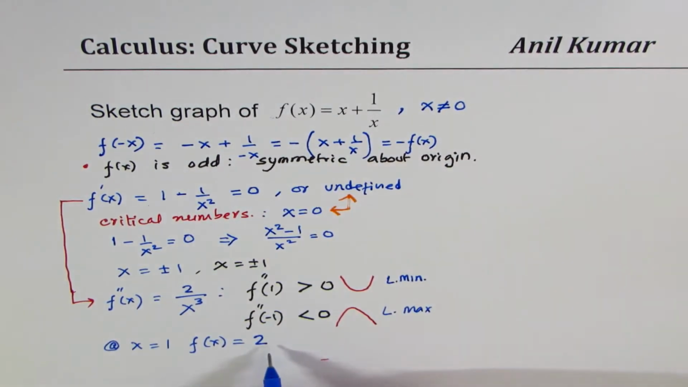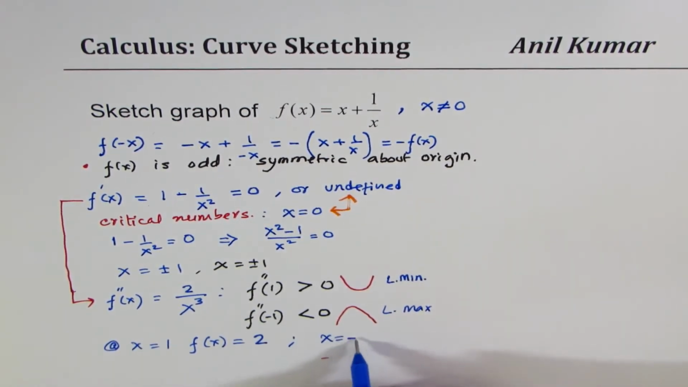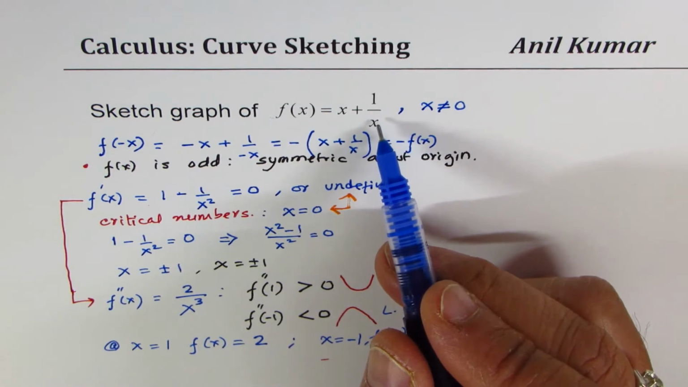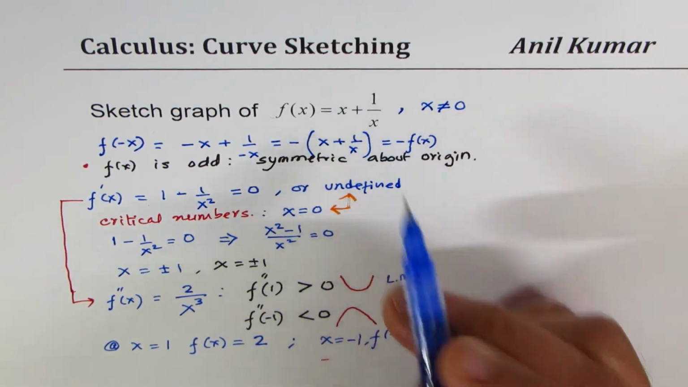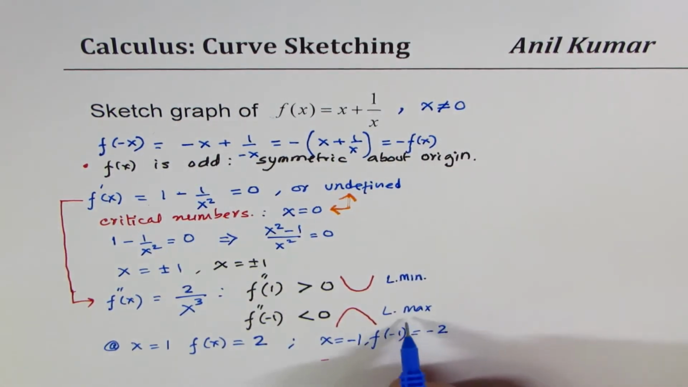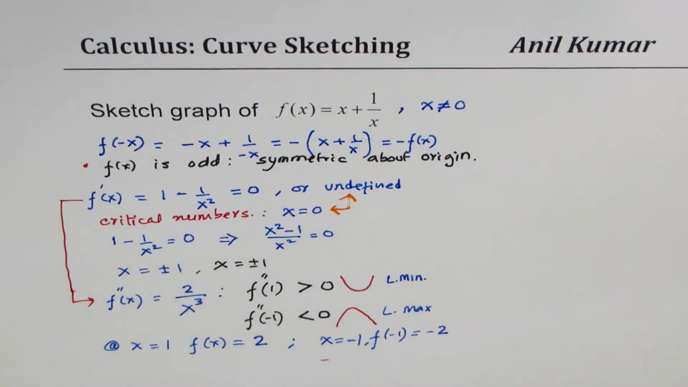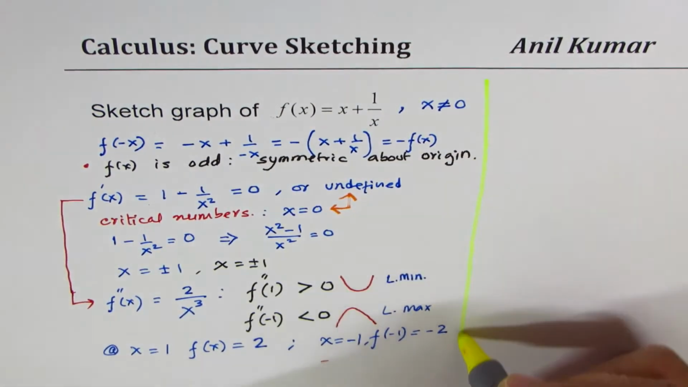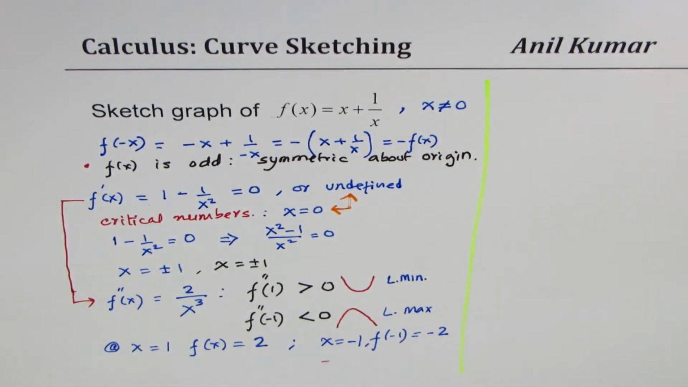So that is the local minimum, right? And the other value at x equals minus 1 will be f of minus 1. If I substitute minus 1 here, minus 1 minus 1 gives me minus 2. That is the local maximum. Is it okay? Now with that in mind, let's summarize what we have found and then we'll sketch the curve.